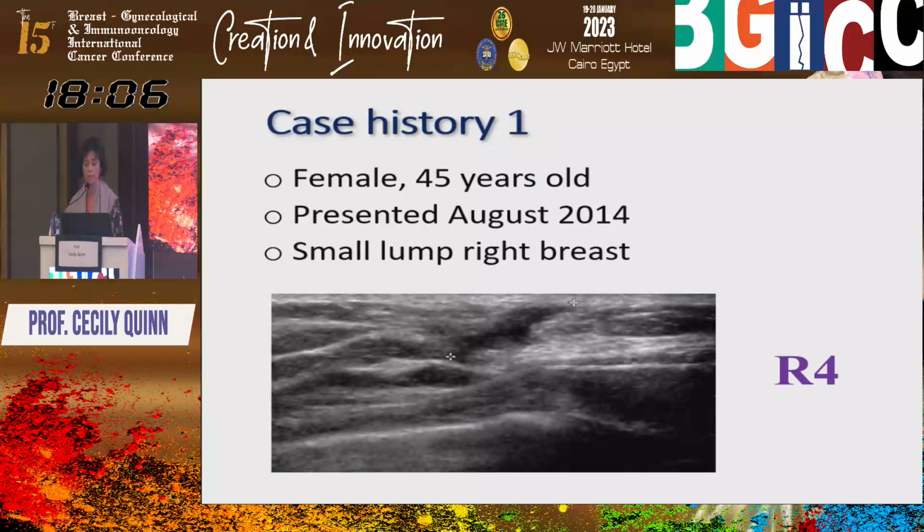So first of all, the first case history, female of 45 who presented in August of 2014 with a small lump in her right breast. And this was sent to us by the radiologist as R4.